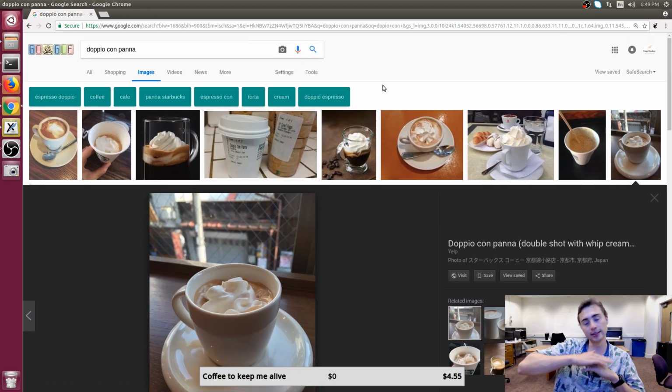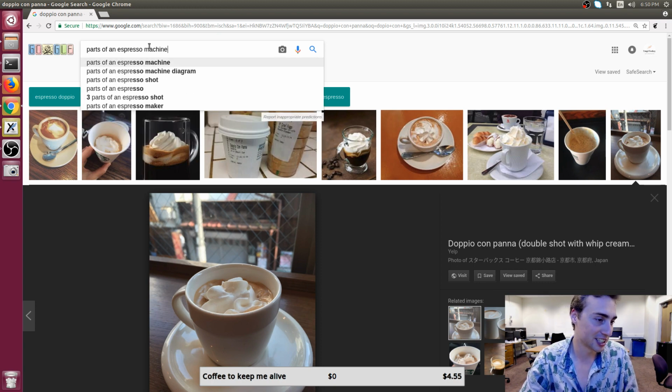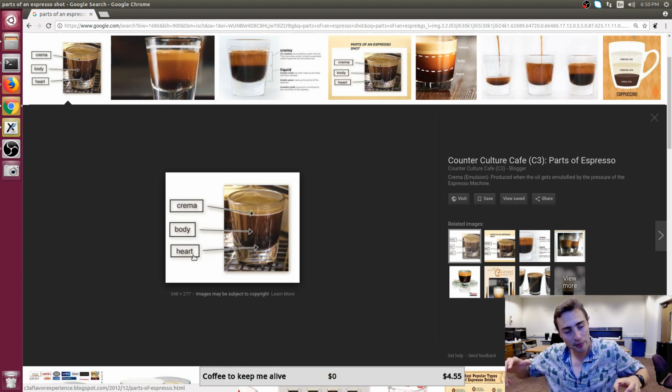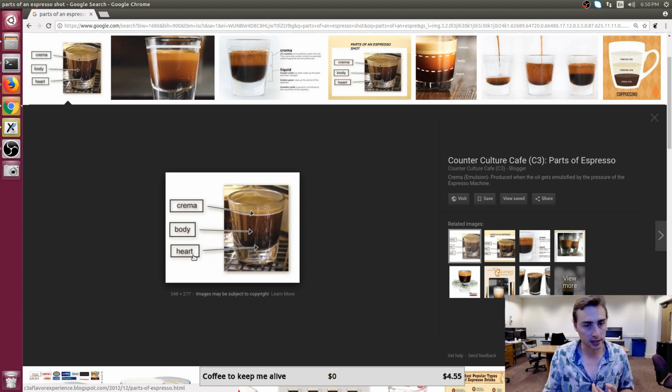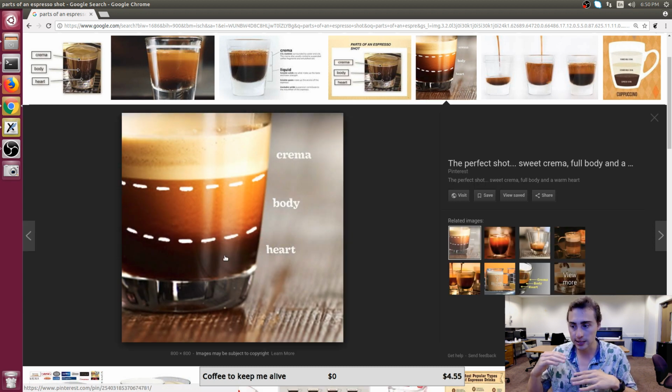It depends. You got to think about the layers of the espresso. You have the crema, which is the very top, which is sweet. Then you have the body, which is a lot richer and has that coffee flavor, and then you have the heart, which is the very bottom of the espresso shot, which is where a lot of the bitterness lies. And so if your espresso shot has been pulled correctly, it should have these pretty rigid separations.